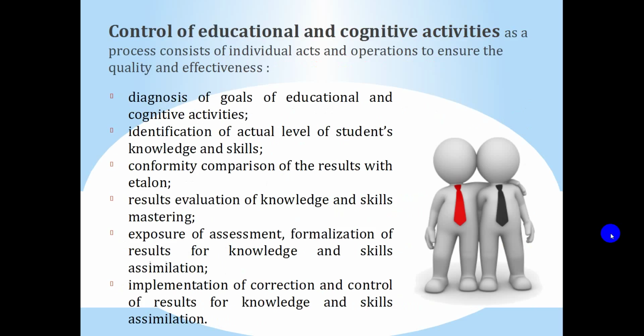Control of educational and cognitive activities as a process consists of individual acts and operations to ensure quality and effectiveness. We can name next. First of all, diagnosis of goals of educational and cognitive activities. Identification of the actual level of students' knowledge and skills.